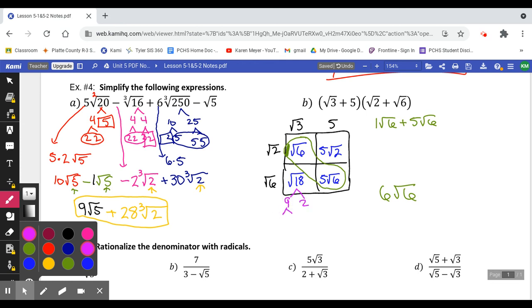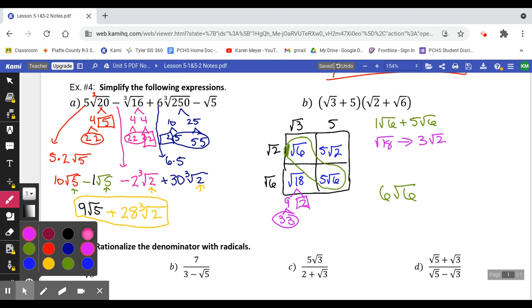So 9 and 2, 3 and 3. Remember, this is a square root, so I'm looking for pairs. So I got a pair of 3s and a single 2. So everybody needs to realize that square root of 18 is the same thing as 3 square root of 2.